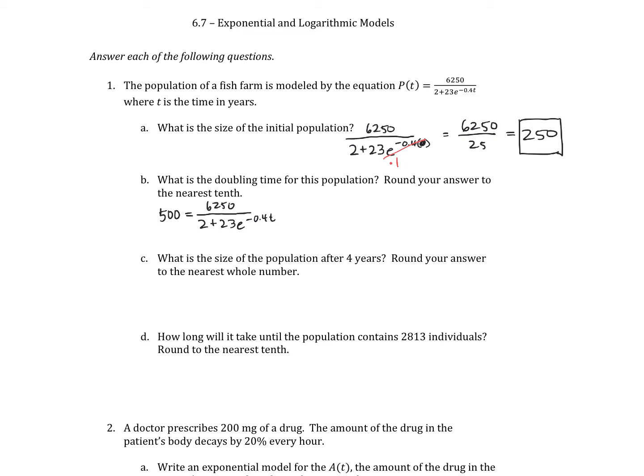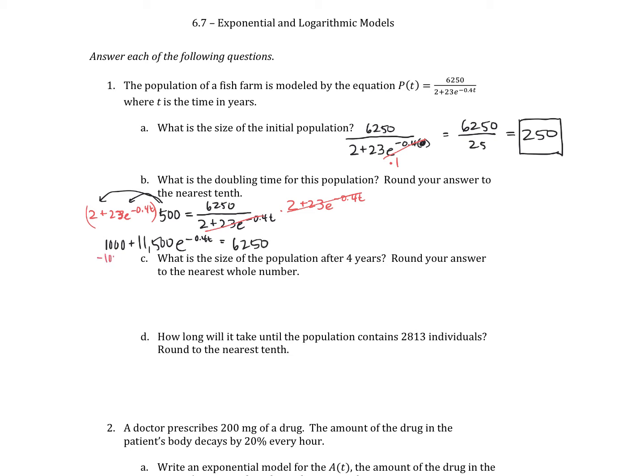So we can get that off the denominator. All right. So that will give us 500. We're going to distribute this. So we'll have 1,000 plus 23 times 500, 11,500 e to the negative 0.4t is equal to 6,250.